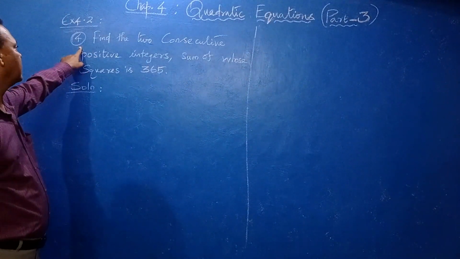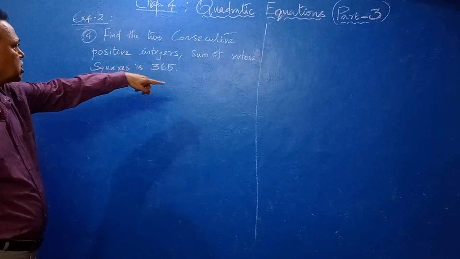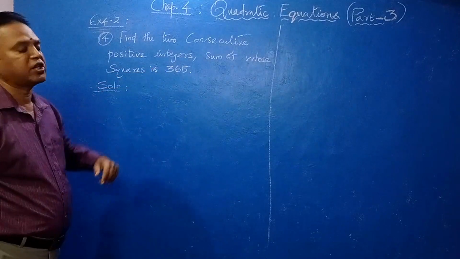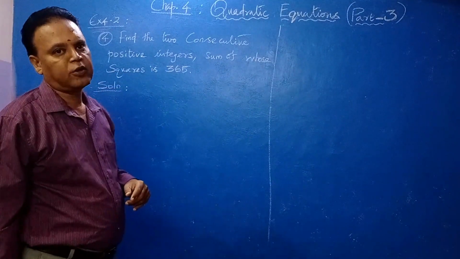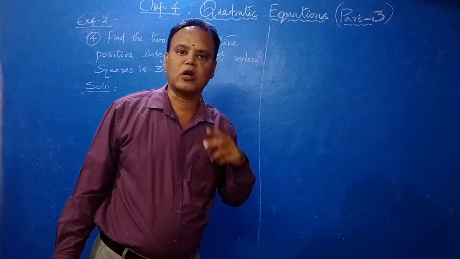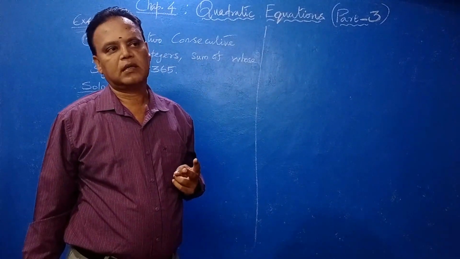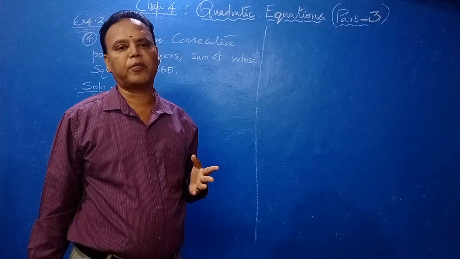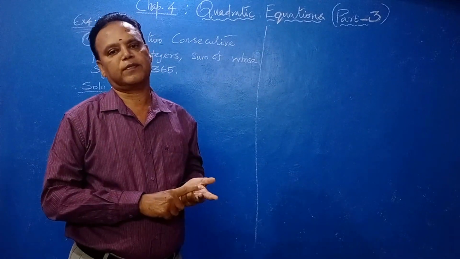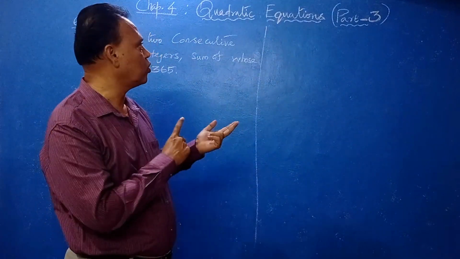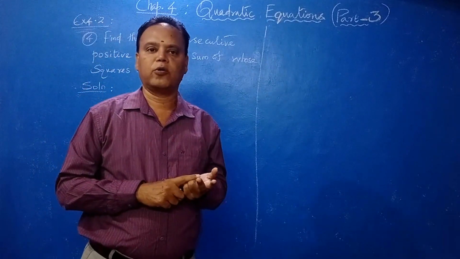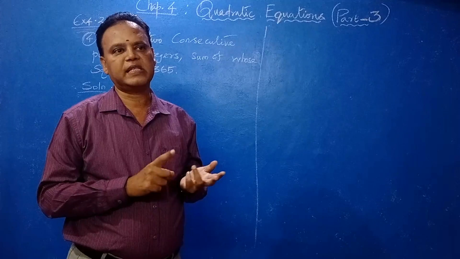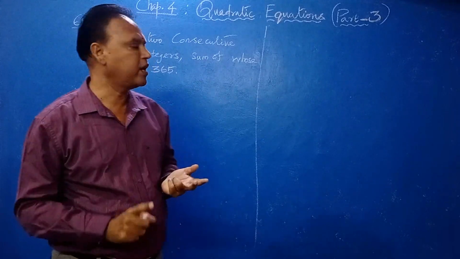Very important. Find the two consecutive positive integers, the sum of whose squares is 365. You have to take two consecutive positive numbers. So for two consecutive positive numbers, we immediately have to remember x and x plus 1. I told you this in part 2 also. Clear? Two consecutive numbers means x and x plus 1 we have to take.